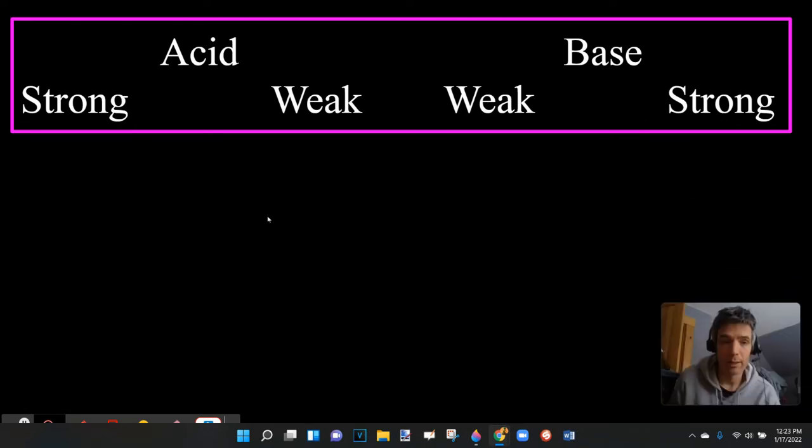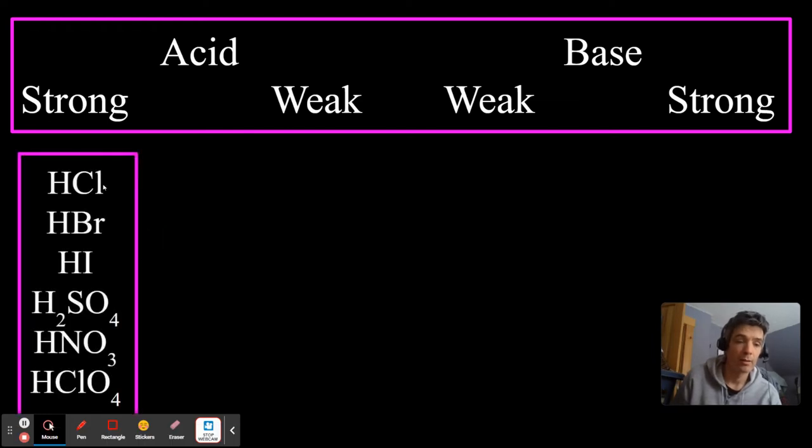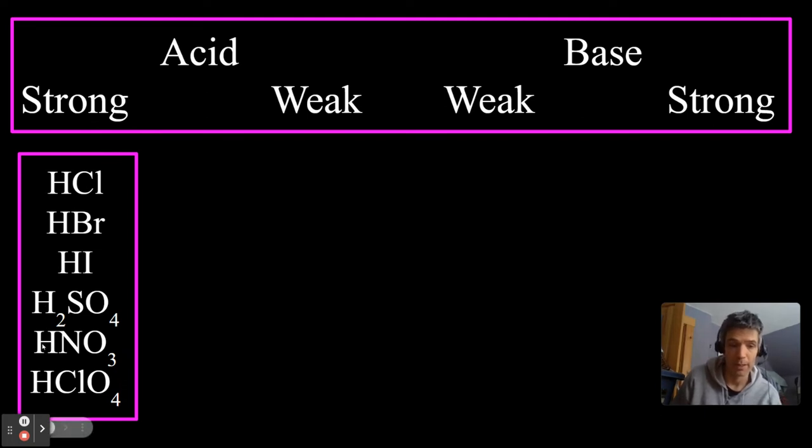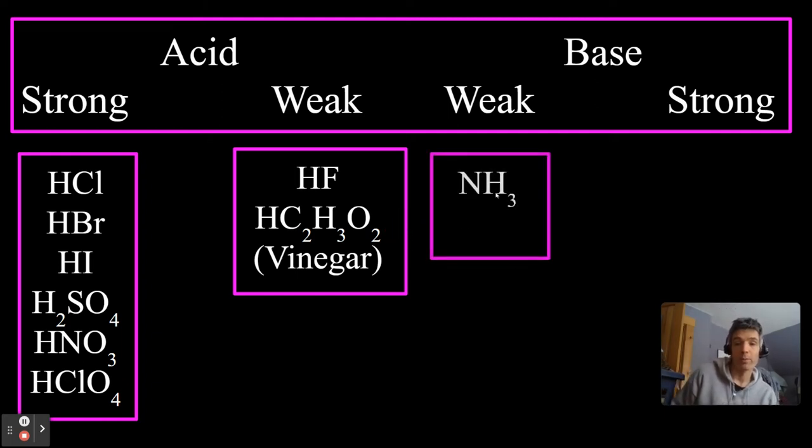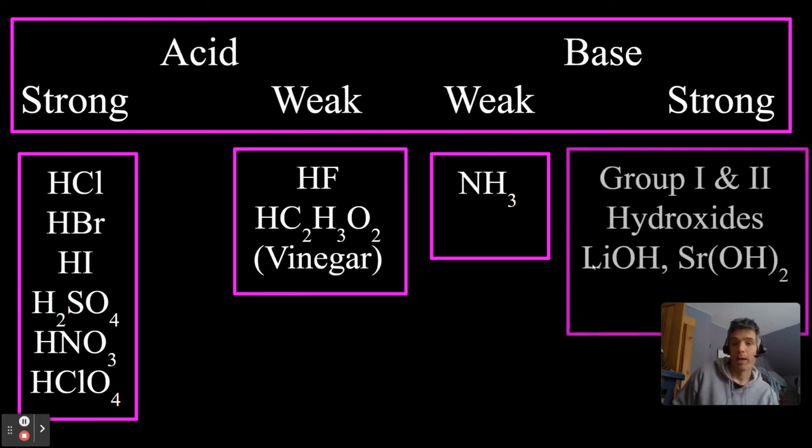It's good to know and memorize the strong acids and bases and so forth. And here are the ones that I want you to memorize. We all are familiar with hydrochloric and sulfuric and nitric acid. Some weak acids are these two: hydrofluoric, and this is vinegar, also known as acetic acid. A weak base, a good example would be ammonia. And strong acids and bases are things like lithium hydroxide, strontium hydroxide, sodium hydroxide, potassium, any group 1 or 2 hydroxide, and the hydroxide is the OH group.